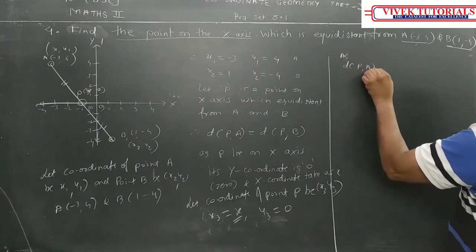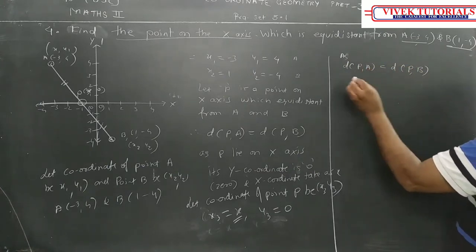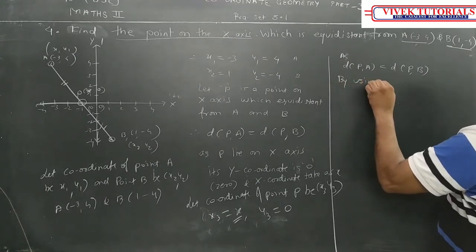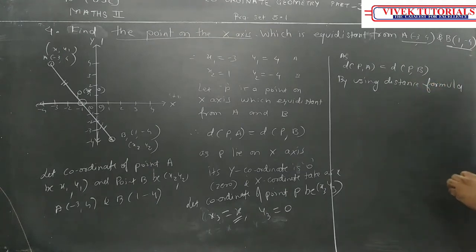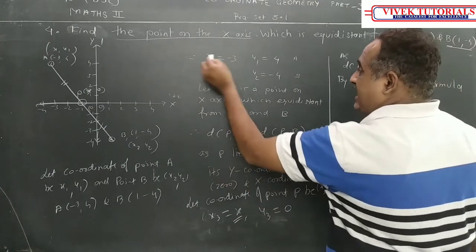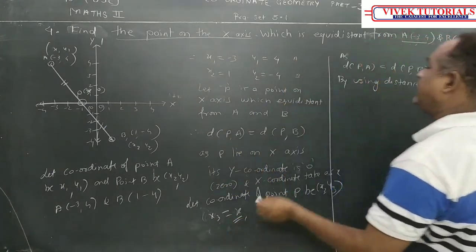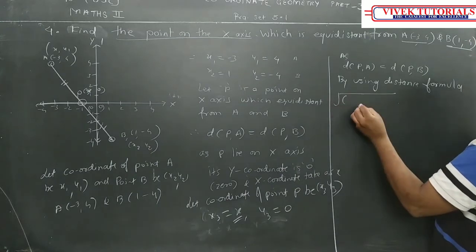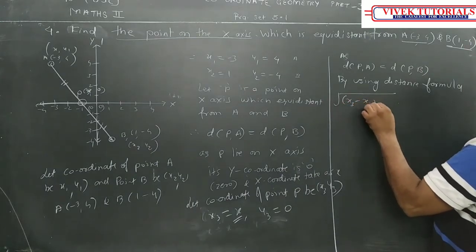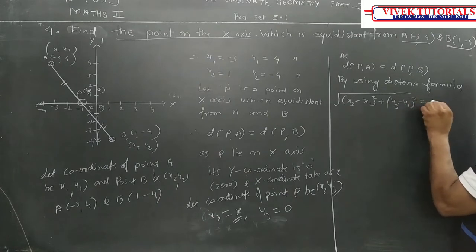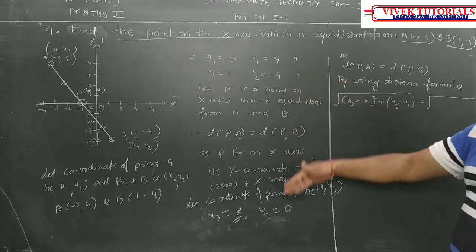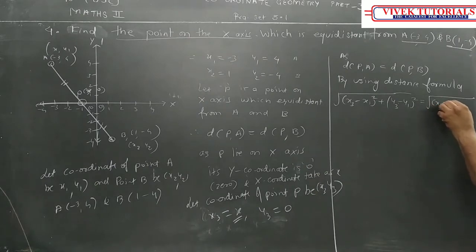So as distance PA is equal to distance PB, by using the distance formula, what I can write is PA, this is A and this is P, so for P what will we write? Under root x3 minus x1 the whole square plus y3 minus y1 the whole square is equal to PB, which is in between these three, so that time it will be x3 minus x2 the whole square plus y3 minus y2 the whole square.